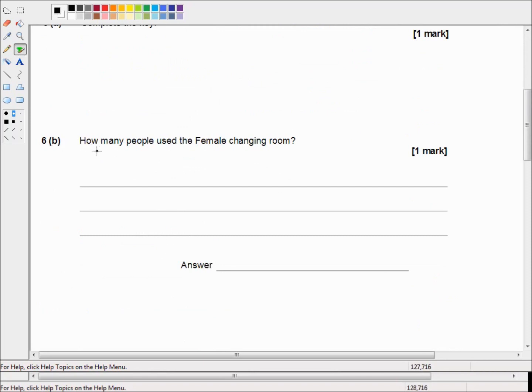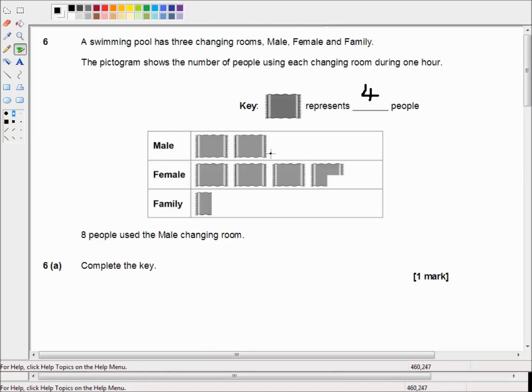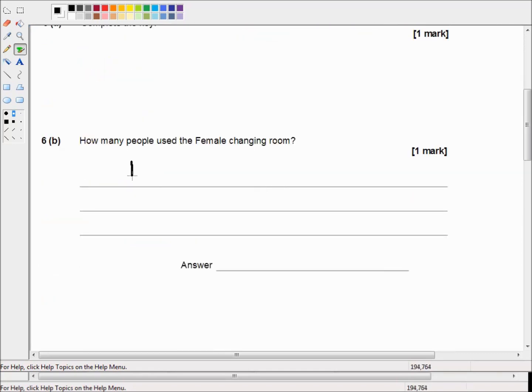Part B says, how many people use the female changing room? Well, this is just a case of reading it off the graph. So that picture is 4, 4, 4, and 3/4 of 4. Well, 1/4 is going to be 1 then. So that's 4 minus 1 is 3. So 4 plus 4 plus 4 plus 3. Well, 3 times 4 is 12. 13, 14, 15. So that's 12 plus 3 is 15. So I might show my working out. I might say 12 plus 3 equals 15.